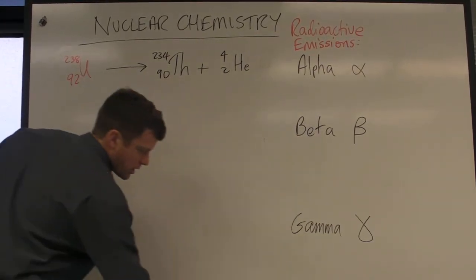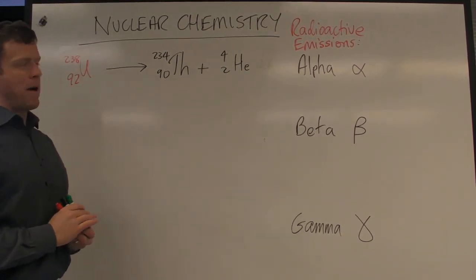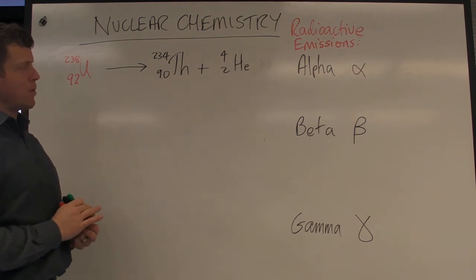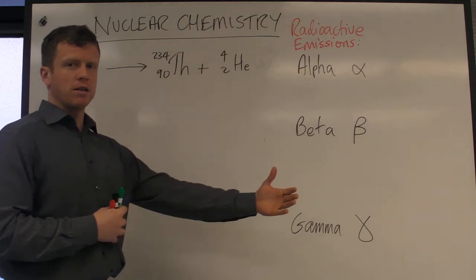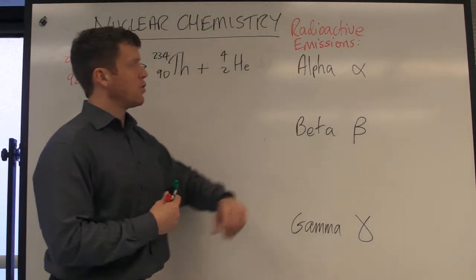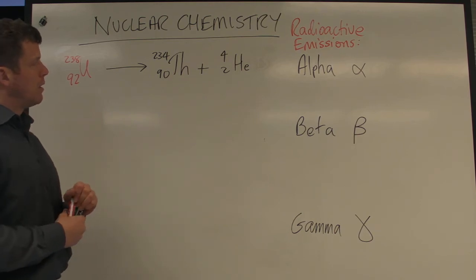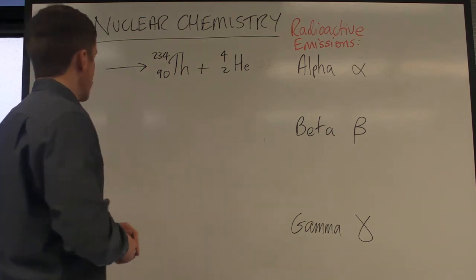So alpha radiation is the weakest, and it could probably just about pass through a piece of paper. So it's not the most dangerous, and you'd have to be pretty close to something that's emitting alpha radiation for it to really have any harmful effect on you. So it's the least dangerous. Still dangerous, but not as dangerous.